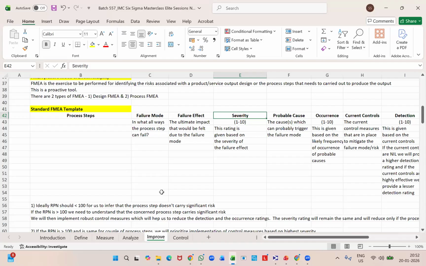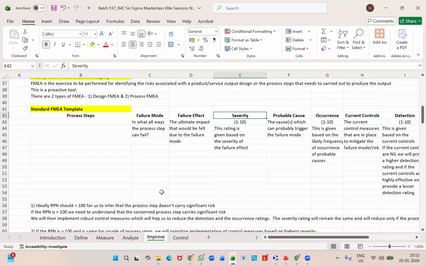The pizza can potentially get overheated or underheated. So when we heat the pizza in the oven, what could be the failure mode? The pizza can get overheated or underheated. And what will be the failure effect because of this?